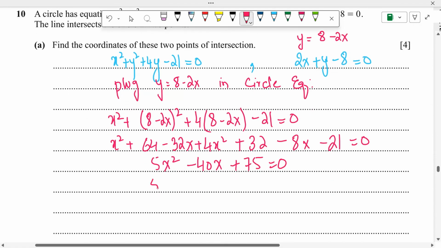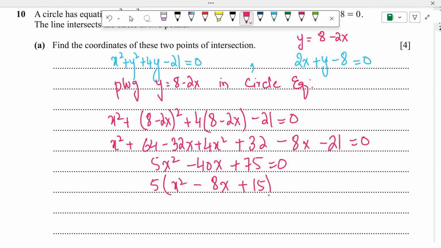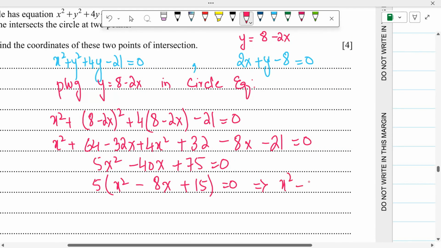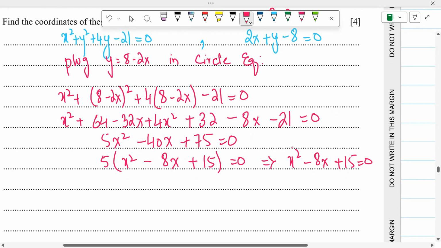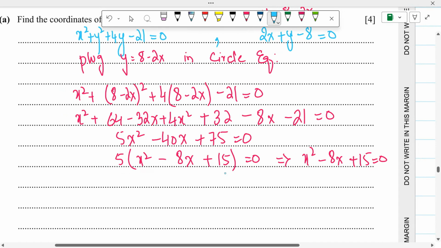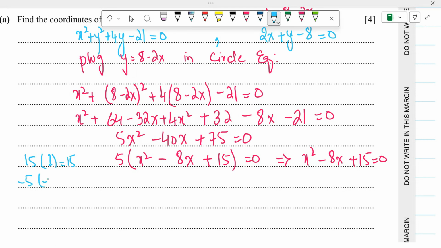Taking 5 common, we will have x² − 8x + 15 = 0. This is a quadratic equation and we can solve it by formula or by factorization. In this case, negative 5 times negative 3 is equal to 15, and when we add negative 5 plus negative 3, we get negative 8.